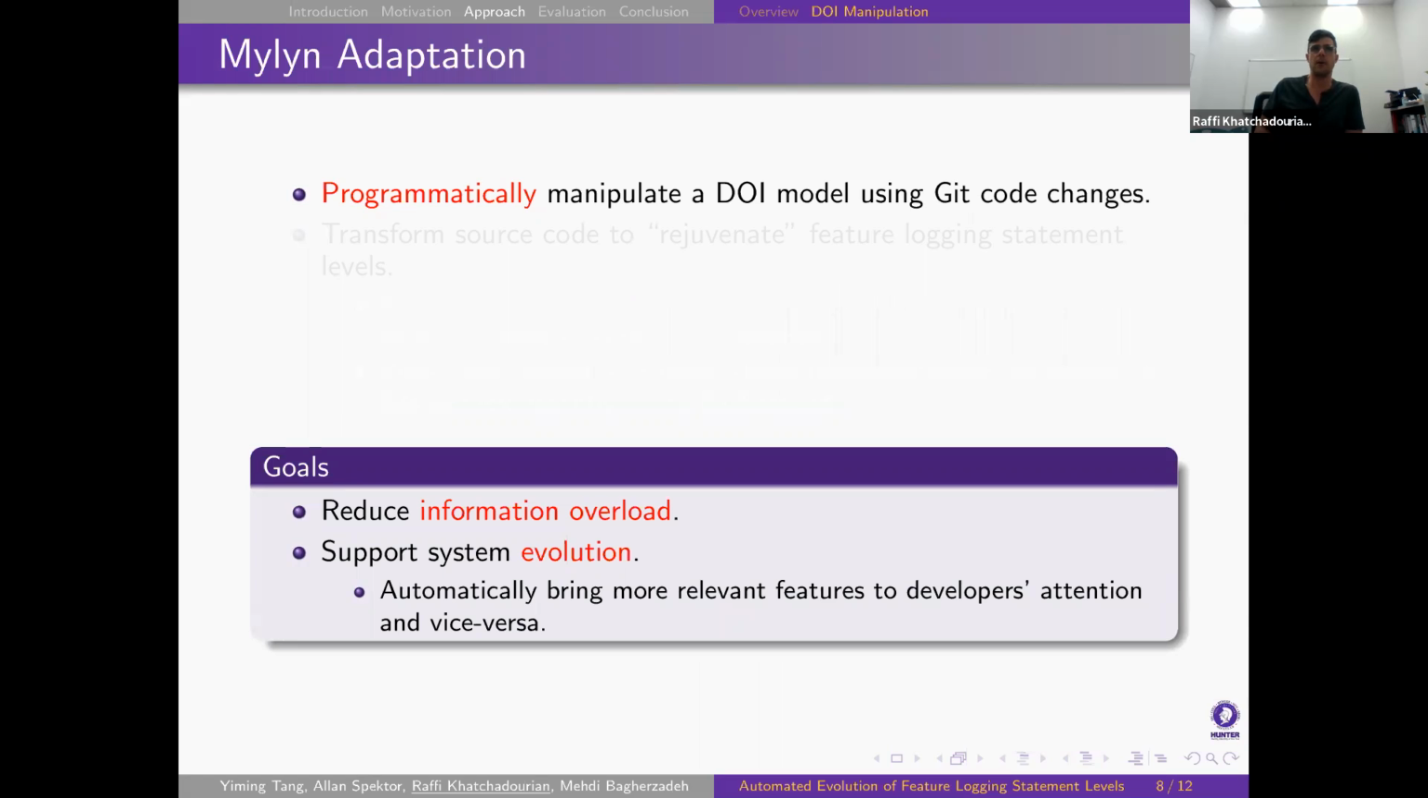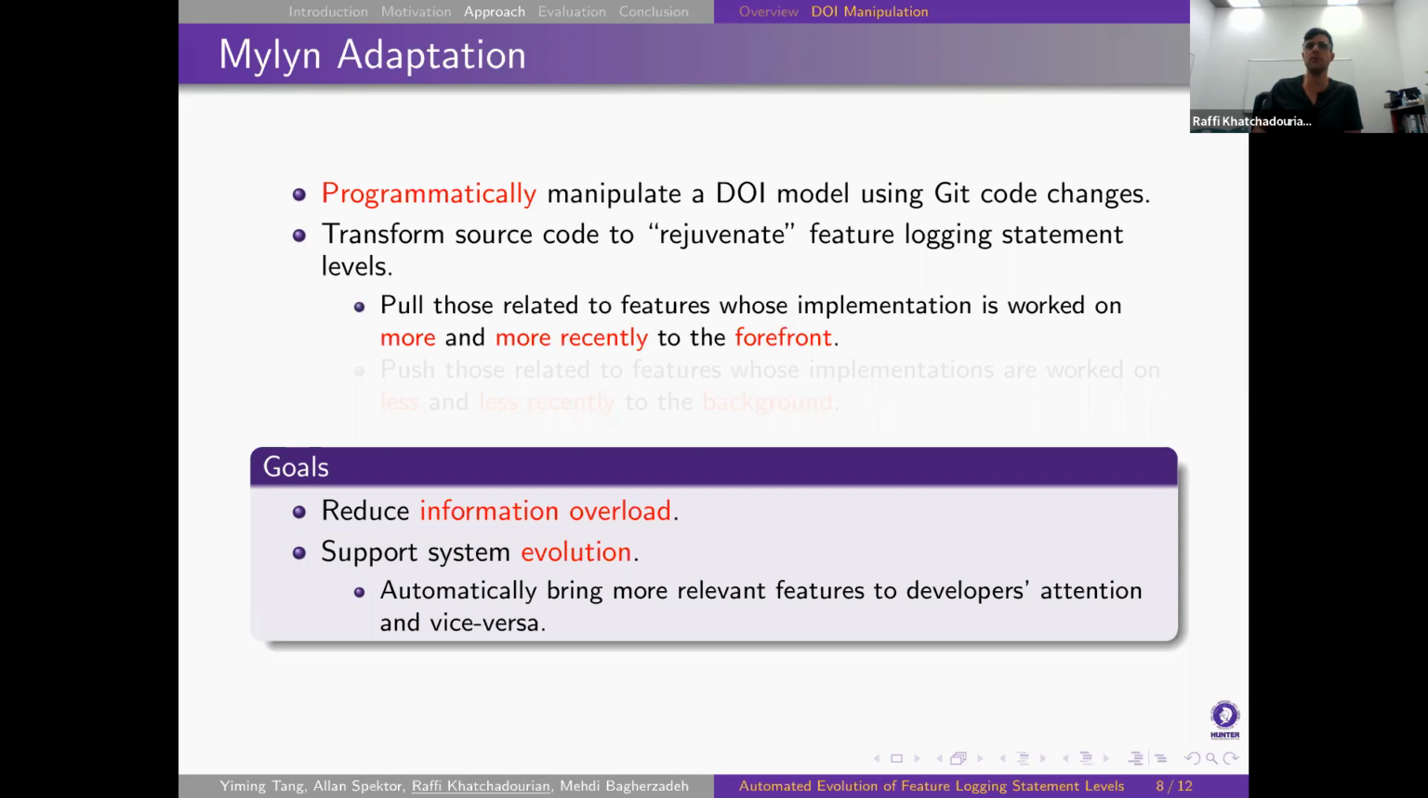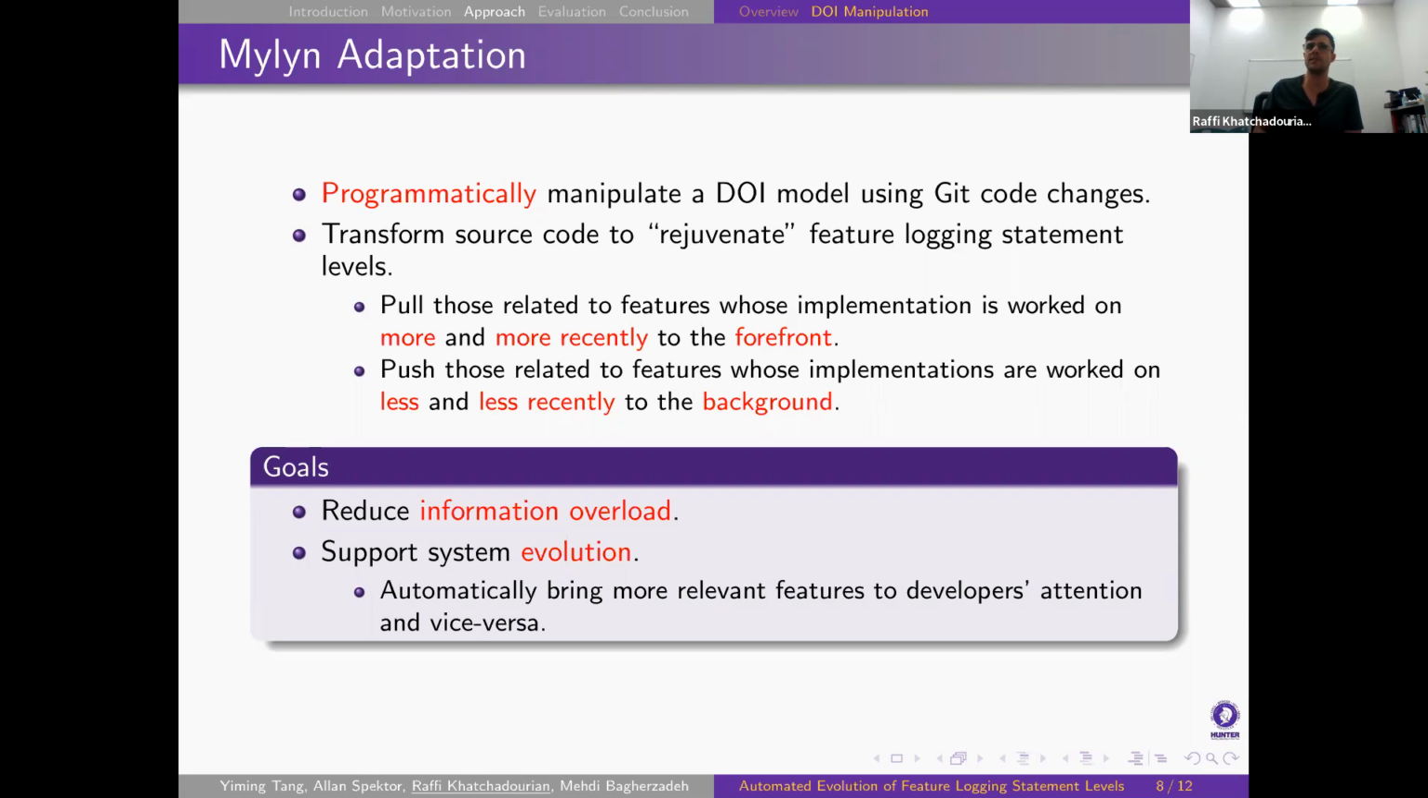In adapting Mylyn for our approach, we programmatically manipulated a DOI model using Git code changes. Then, we transformed the source code to rejuvenate feature logging statements based on these changes. The result is that we pulled those logging levels closer to the features whose implementation is worked on more and more recently to the forefront, and pushed those related to features whose implementations are worked on less and less recently to the background. Our goals are as follows: to reduce information overload and support system evolution by automatically bringing more relevant features to the developer's attention and vice versa.